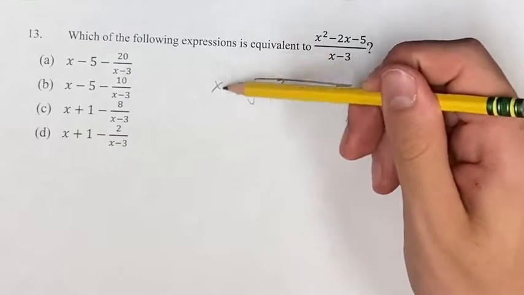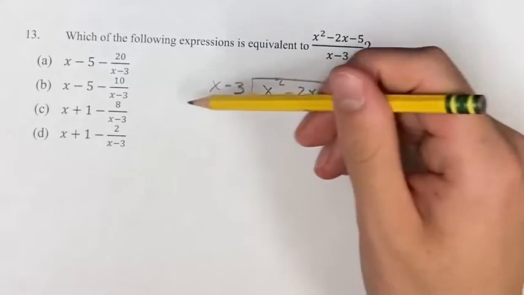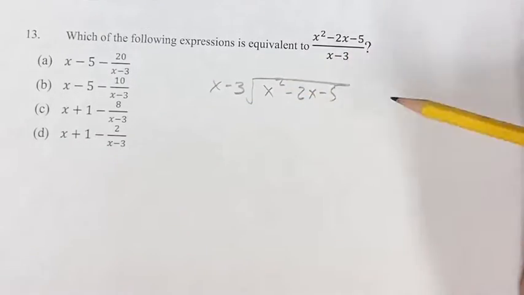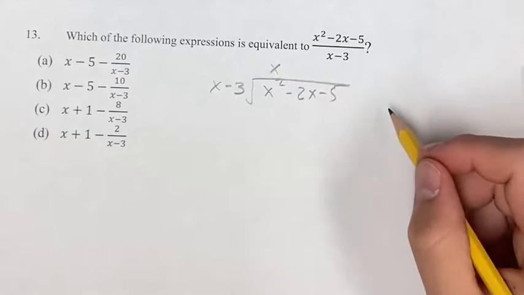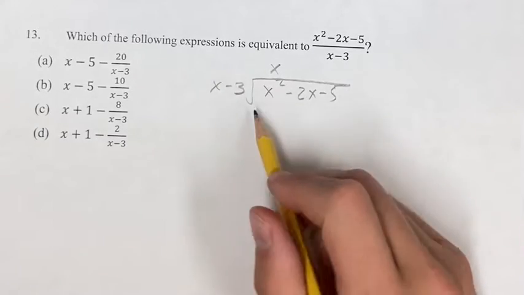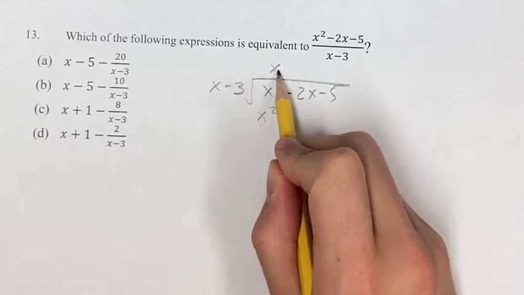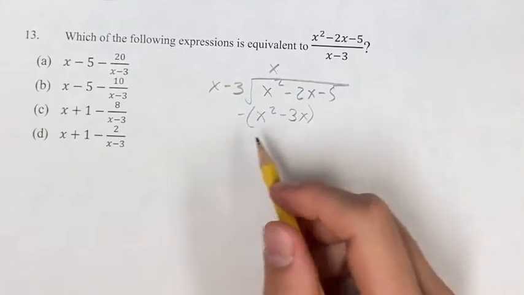So we say, okay, we have x here. How many times does x go into x squared? Well, it goes in x times because x times x is equal to x squared. So we have x as our first term of our solution. Now, you multiply this by x. So x times x is x squared, minus 3 times x is minus 3x. And then you subtract just like you would in normal long division.